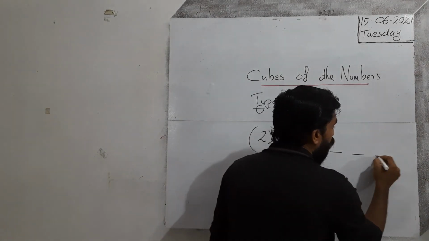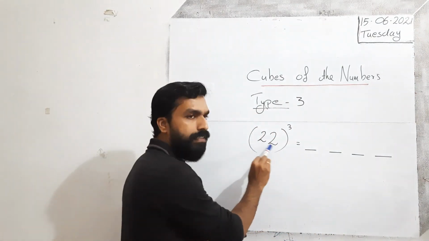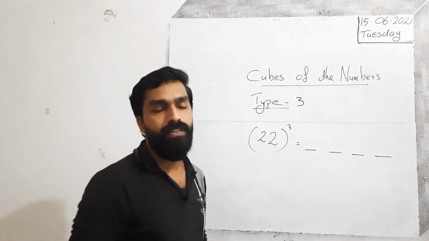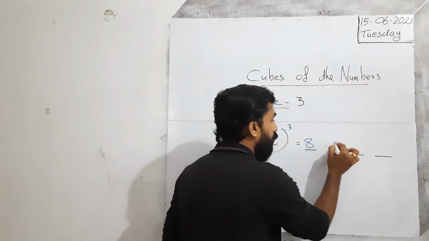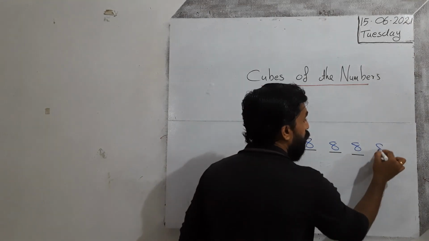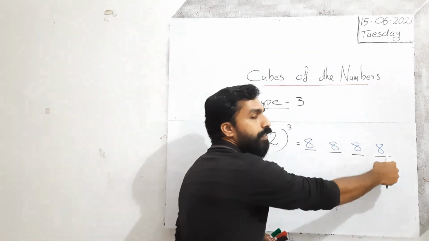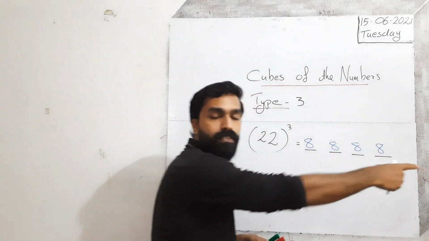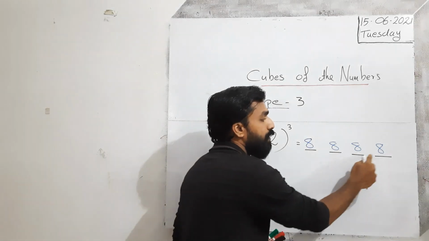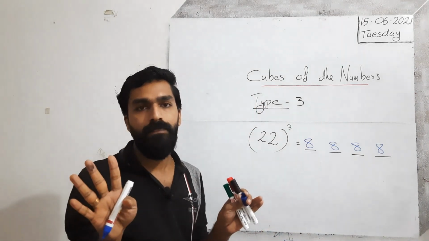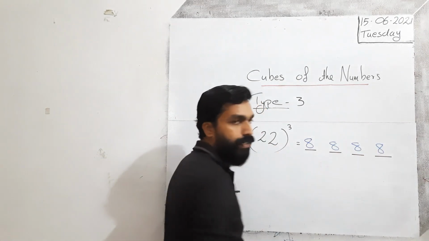Just mark 4 blank places. Here both the numbers are the same, 2 2, so just find what is 2 cube. 2 cube is equal to 8, that number you write in every place, 8. If it is 33, 3 cube is 27, so you write 27, 27, 27, 27. If 44, 4 cube is 64, so 64, 64, 64, 64. This is the method. So here 22, 2 cube is 8, so everywhere you can write 8.